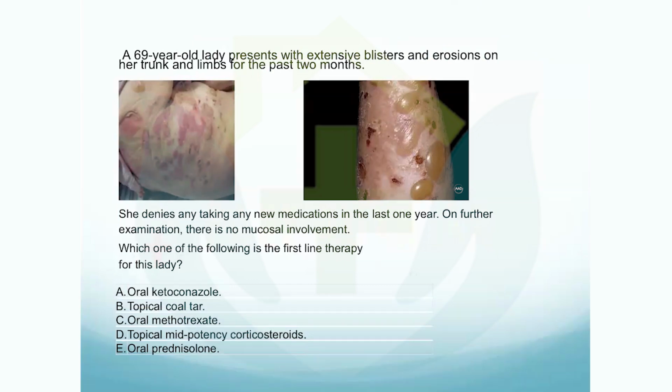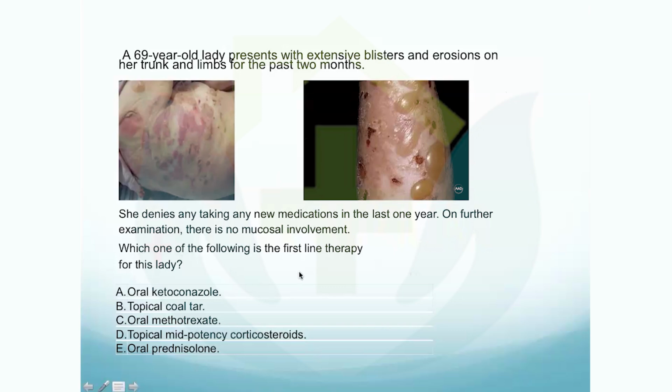So first you have to decide what the diagnosis is. Definitely it's a vesicobullous disease, but look at the nature of the vesicles. Are they flaccid or tense? They are tense bulla. There is no oral involvement, no mucosal involvement. So definitely you have to think of bullous pemphigoid, because that is the most common diagnosis. Also we have linear IgA bullous dermatosis, but that is a bit rare. But of course one has to think of it.